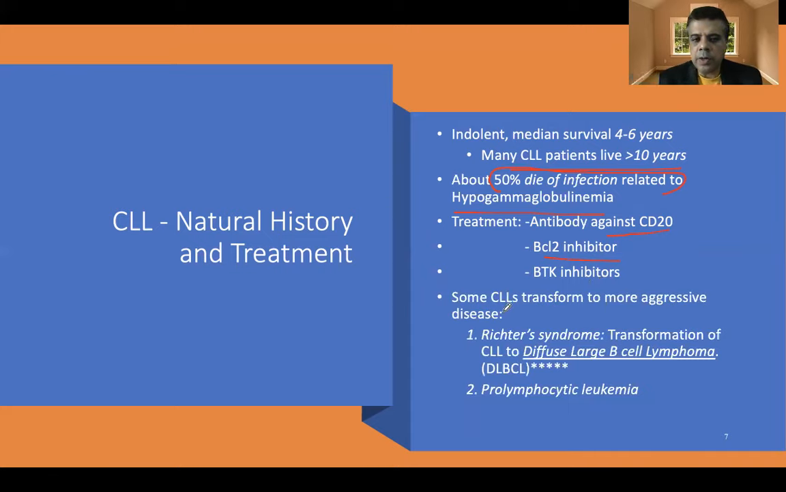Some important complications of CLL: some CLLs transform into a more aggressive disease. So please remember this, it is often asked. There may be a transformation into Richter syndrome, which is a transformation of CLL into a diffuse large B-cell lymphoma, or DLBCL. And there could be transformation into another type of lymphocytic proliferation, prolymphocytic leukemia. So Richter syndrome and prolymphocytic leukemia are important complications of CLL that you need to be aware of.